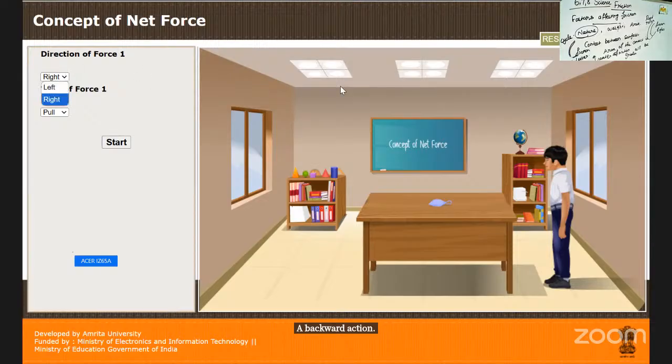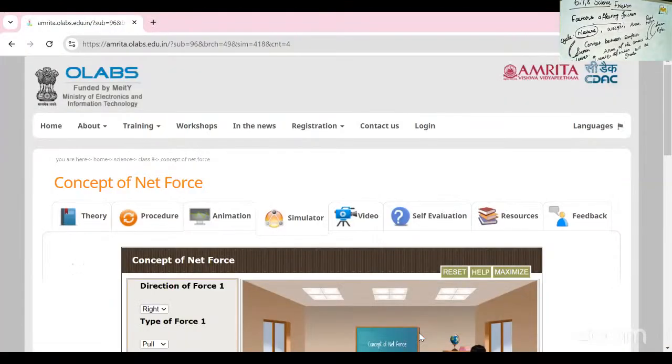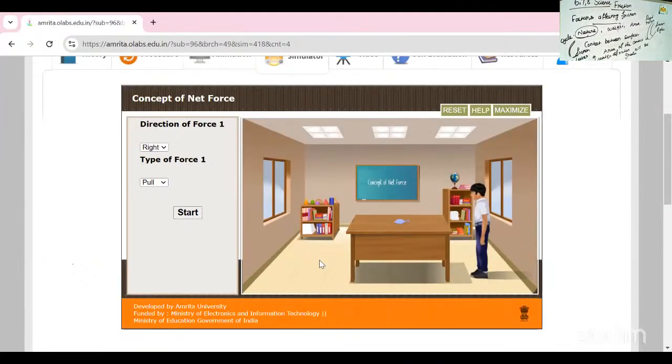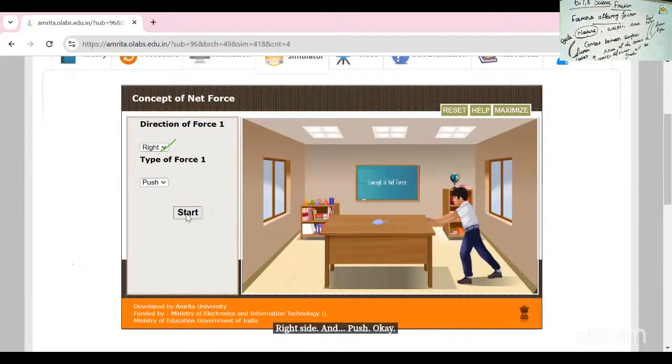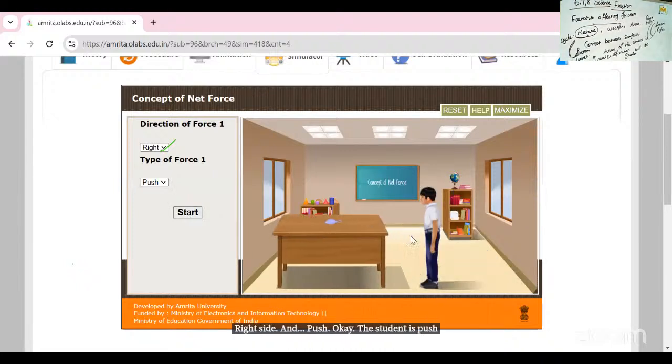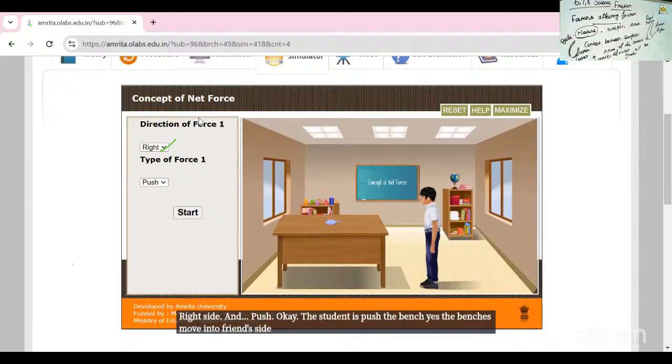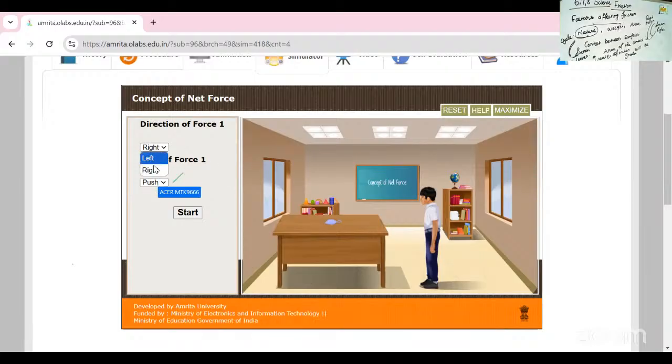Next one, right side and push. Okay, the student pushes the bench. Yes, the bench moves to the front side. Okay, this is force F1.